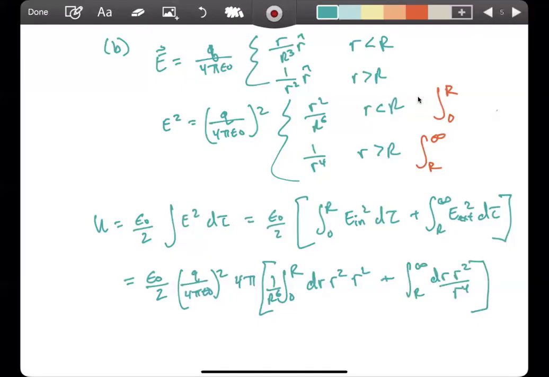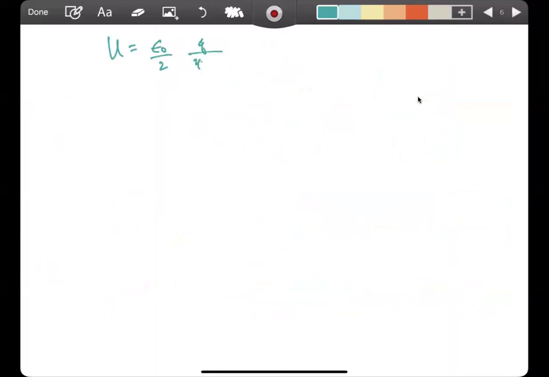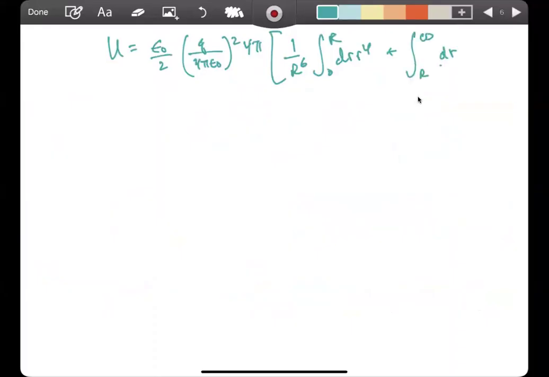So let's keep going. This term here is simply going to give me an R to the 4th, which gives me an R to the 5th over 5. And this one here is going to cancel with that, which gives me a 1 over R squared. Let's do it in some baby steps. Finally, my energy stored is epsilon naught over 2 times Q divided by 4 pi epsilon naught, quantity squared, times 4 pi times 1 over R to the 6th, integral from 0 to R of dr R to the 4th, plus the integral from R to infinity of dr over R squared.